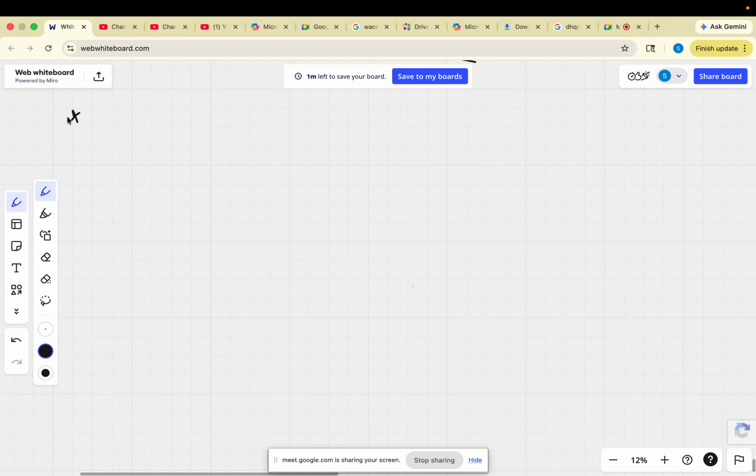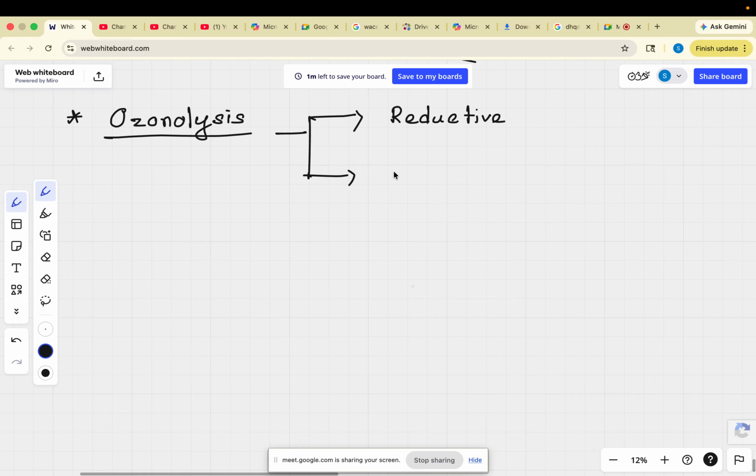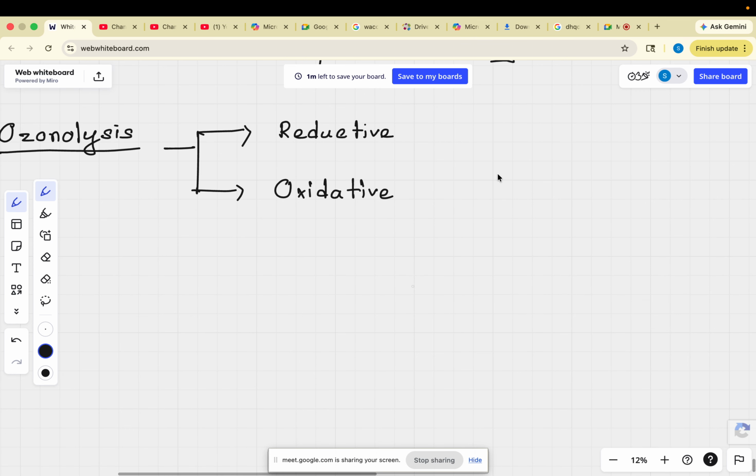Okay, next, this is very important. This is your ozonolysis. I think all of you know what ozonolysis is. Basically, we have two types of ozonolysis: reductive and oxidative.